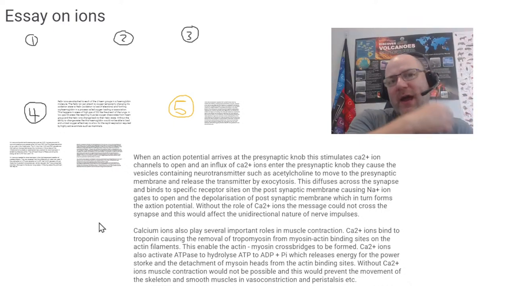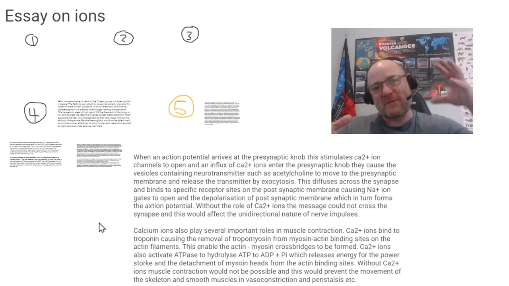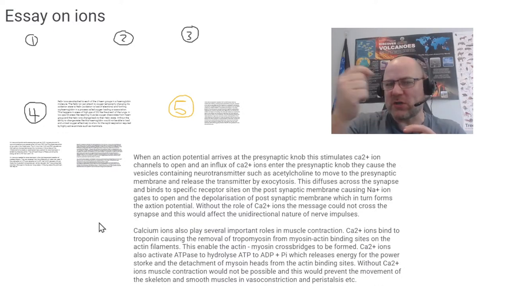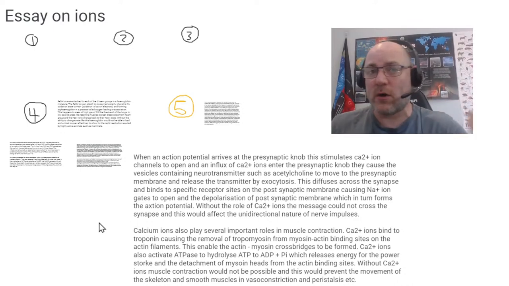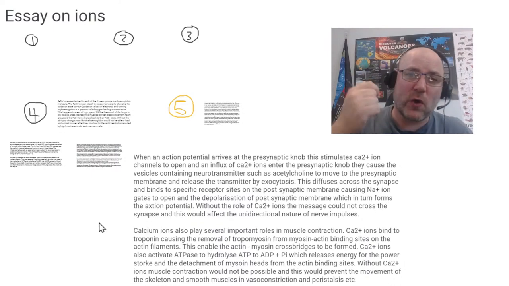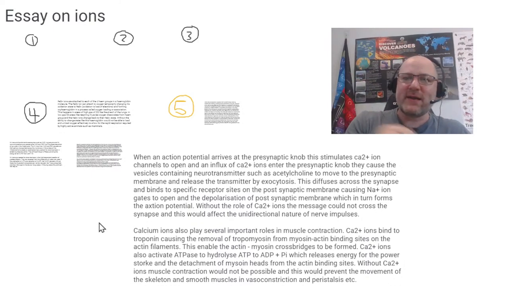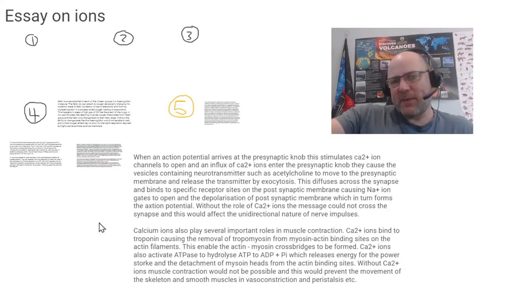And then they stimulate or activate the vesicles containing neurotransmitter to move towards the membrane, and they fuse with the membrane and release the neurotransmitter by exocytosis. And that neurotransmitter, I would give an example of, could be like acetylcholine. Again, by saying all these key words, the examiner is seeing that you've got A-level content here. And then they diffuse across the synapse and bind to the receptors. And we get the depolarization of the postsynaptic membrane, and we get the action potential reforming.